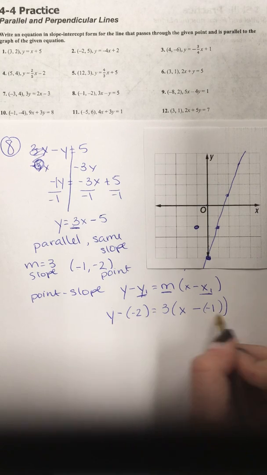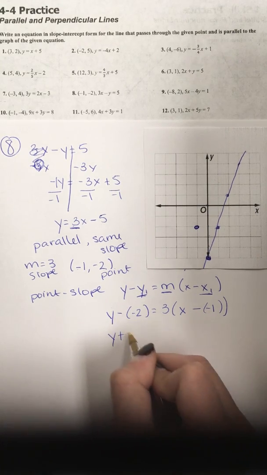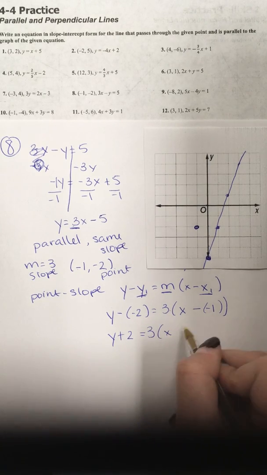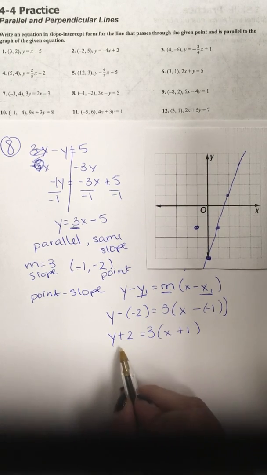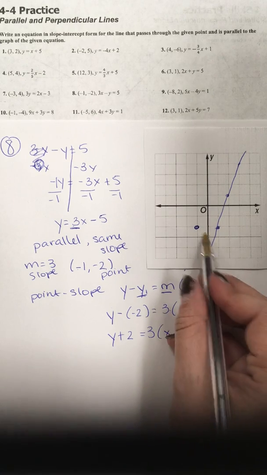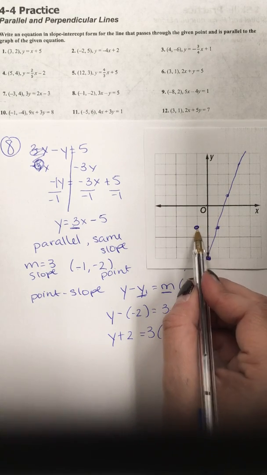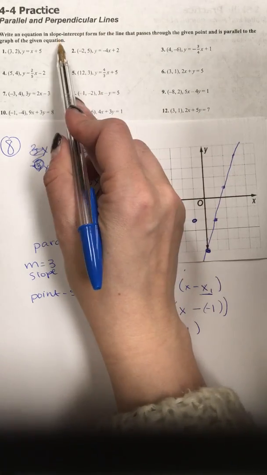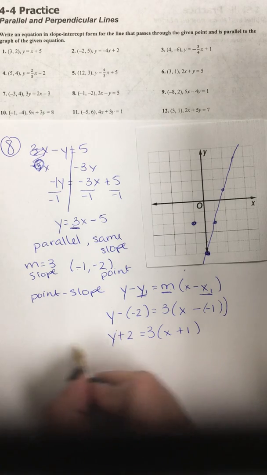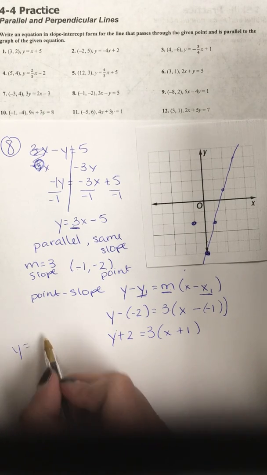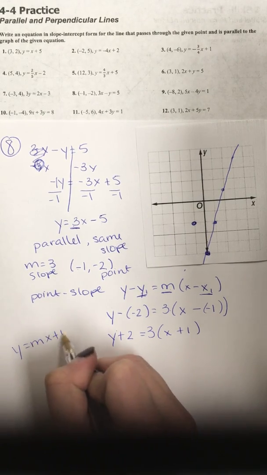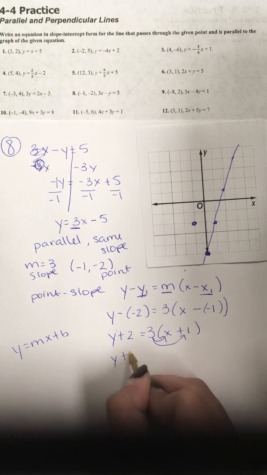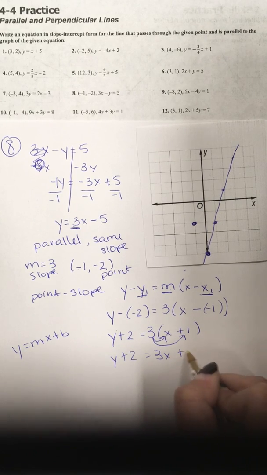So I'm going to go ahead and clean this up a little bit. Minus a negative is always a plus. So I get 3 times x plus 1. This is the equation of the line that's parallel to this line and hits this point, but it's in point-slope form. I want it in slope-intercept form. So I'm going to change it around so that it'll eventually look like y equals mx plus b. To do that, I'll distribute my 3, and I'll get 3x plus 3.